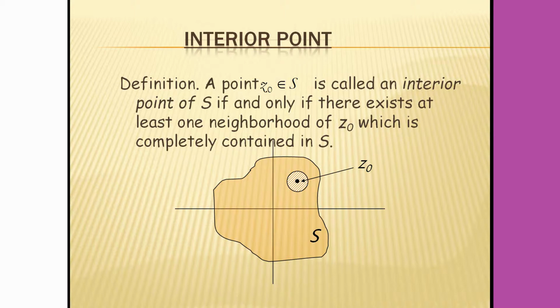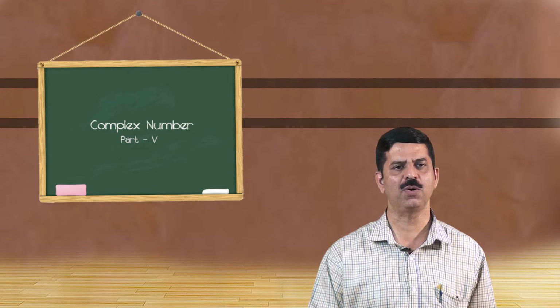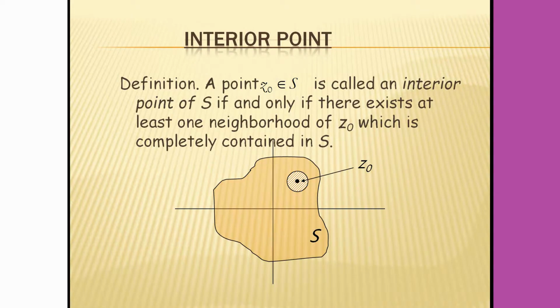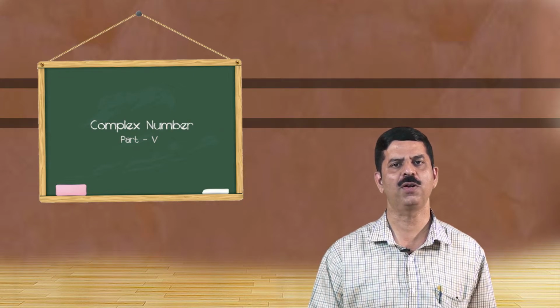As shown in the figure, you can clearly identify the interior of a point. I have taken a set in the figure and a point Z0 in the set of complex numbers. The neighborhood is a small disk representing the point. For an interior point, the modulus mod Z minus Z0 is less than delta, a positive quantity. That is how you can explain the interior of a point.